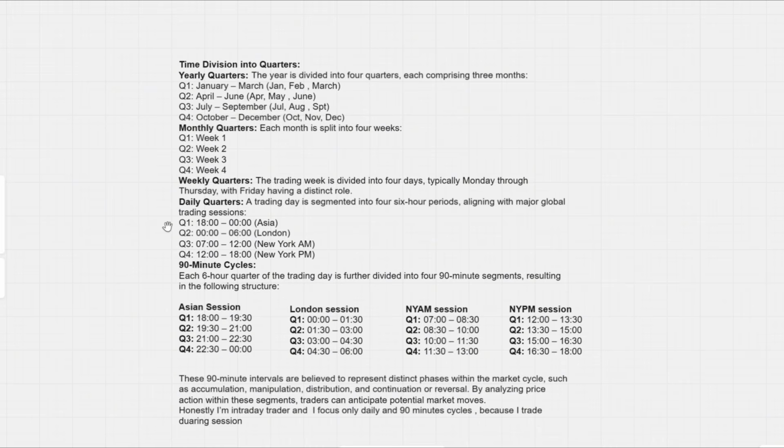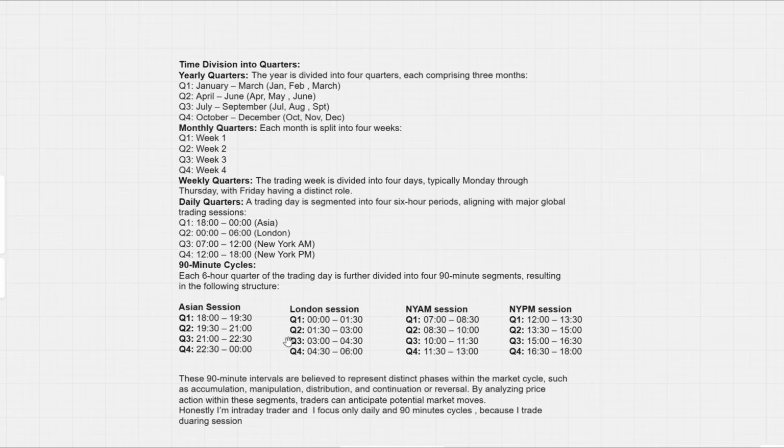If you trade intraday, you need to pay attention to the daily quarter and the 90-minute cycle. The daily quarter is divided by the trading session. The first quarter is the Asian session, the second quarter is the London session, the third quarter is New York AM, and the fourth quarter is New York PM. And here is the key part: each of these daily sessions is itself divided into four 90-minute quarters. You can see this whole structure on the screen right now.